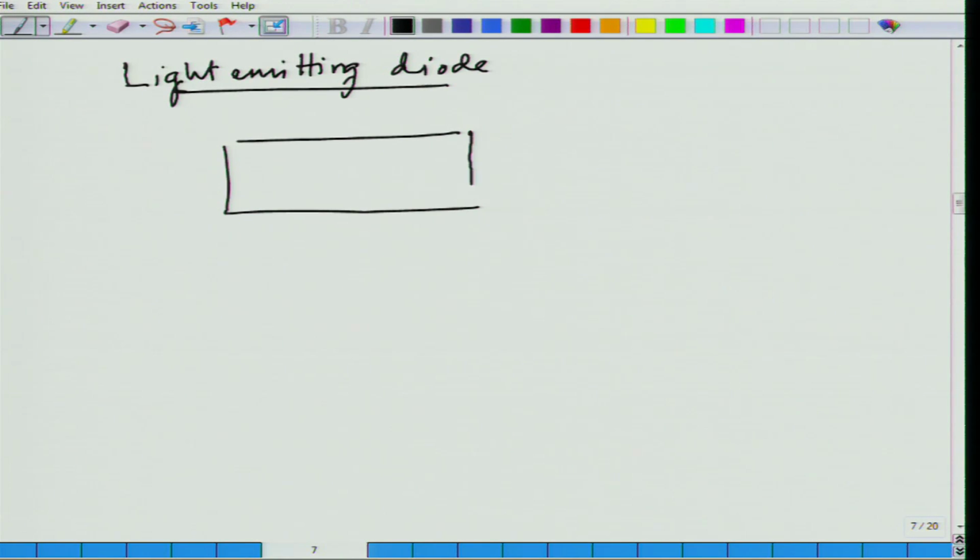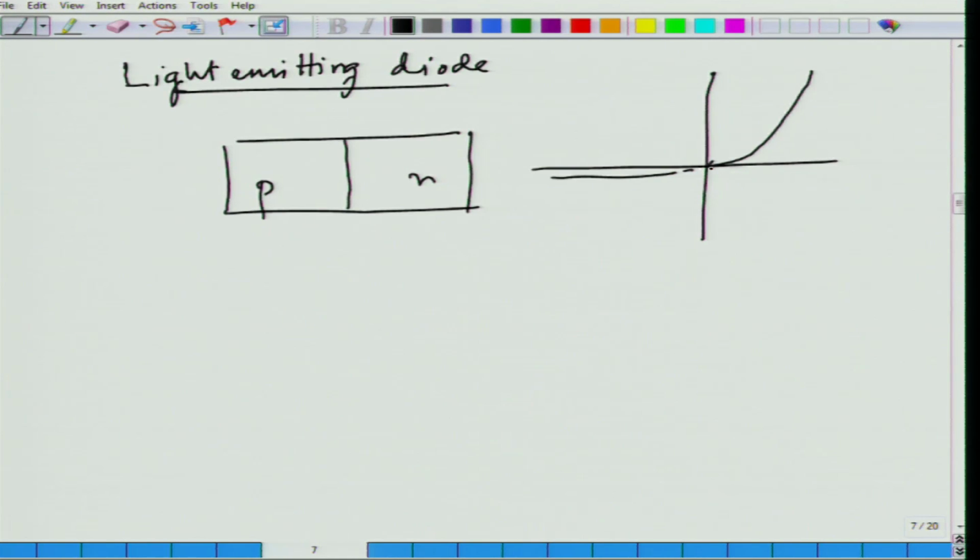On the other hand, I can also use it as a light emitting diode. In this case, in the p-n junction, when I have sufficient forward current, at this point I have a large number of carriers going in this direction, more electrons and more holes going in this direction.